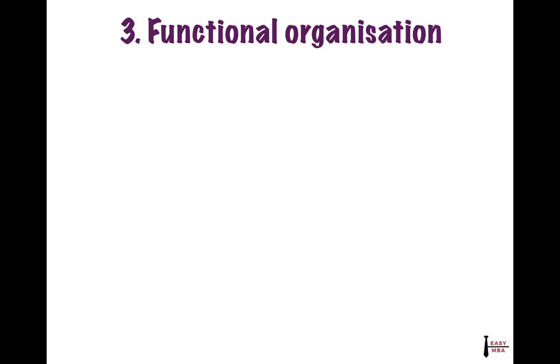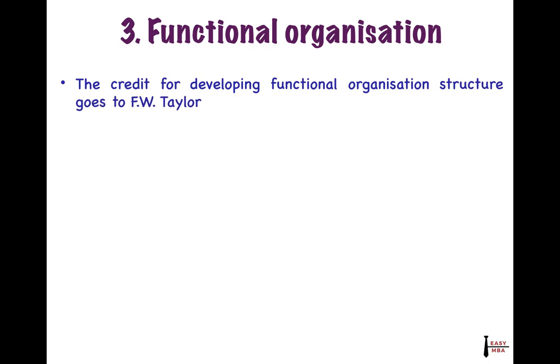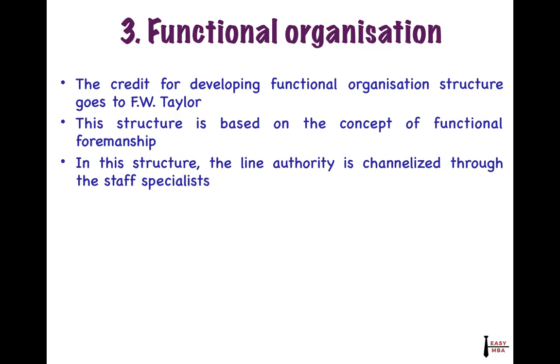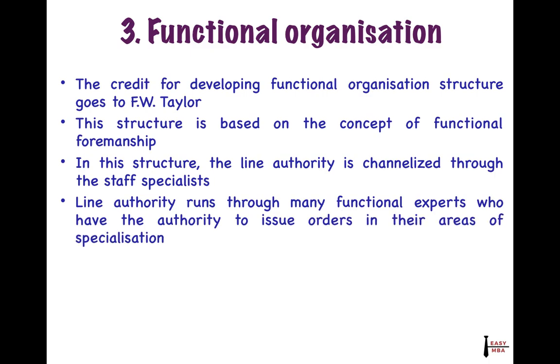Now let's look at the third type of organizational structure, known as functional organization. The functional organizational structure was developed by Frederick Winslow Taylor. We have already discussed him in the scientific management module, so we'll not discuss him further, but we will be talking about this type of organization. The concept of functional organizational structure has evolved from the concept of functional foremanship. In this kind of structure, the line authority is channelized through the staff specialists. Line authority runs through many functional experts who have the authority to issue orders in their areas of specialization.